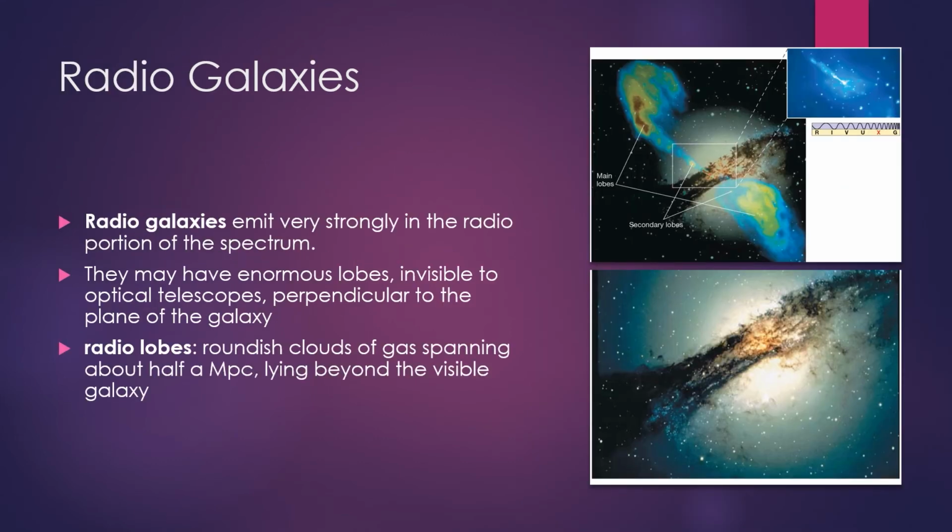Radio galaxies emit very strongly in the radio portion of the spectrum. They differ from Seyfert galaxies not only in the wavelengths they radiate, but also in appearance and in the extent of their emitting regions. Radio emission is released from huge extended regions called radio lobes, roundish clouds of gas spanning about half a megaparsec, lying beyond the visible galaxy.